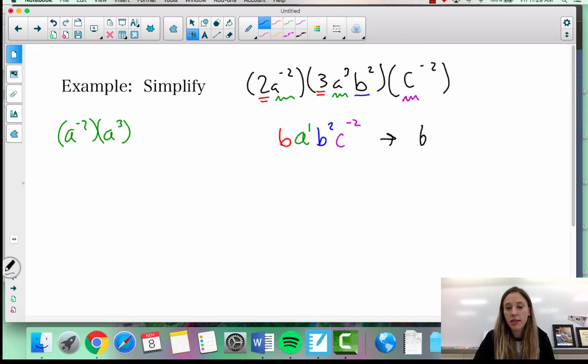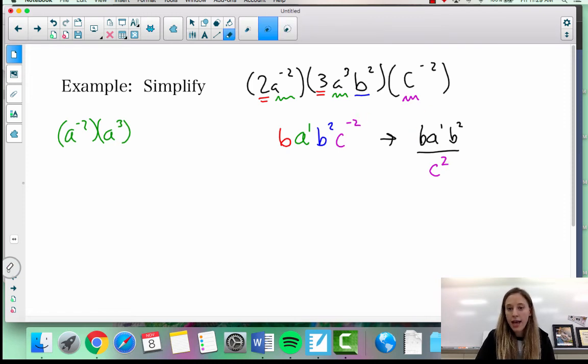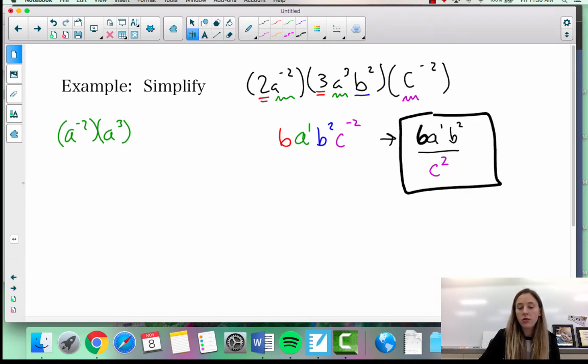And this will give us 6a to the first, b to the second. And then all of that is going to be divided by c to the positive 2. So I moved c down to my denominator and made my exponent positive. And that would be our final answer. Okay, so if you have any questions about the rules we used here, let me know. That uses the multiplication as well as the negative exponent rule.